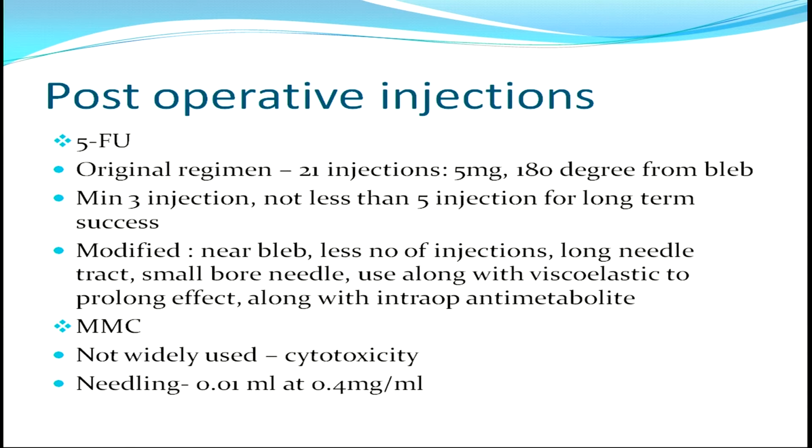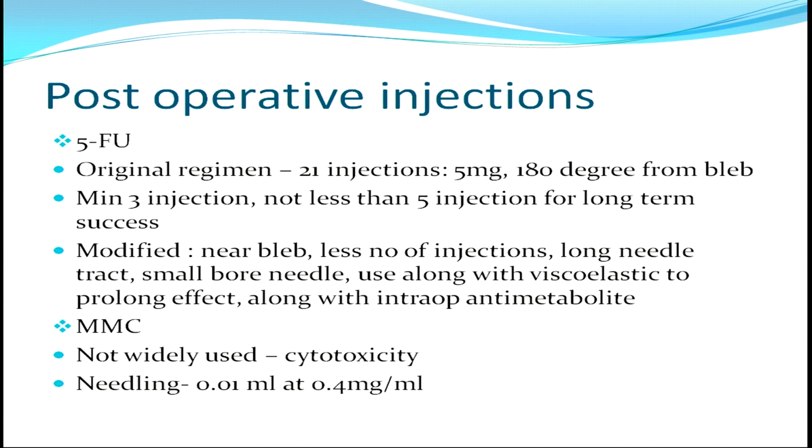The original regimen used was 21 injections, which were given 180° apart from the bleb. But studies show that at least 3 injections are required for a better effect, and for a proper effect, the minimum number of injections required was 5. So the modified technique is that 5-fluorouracil injections are given near the bleb with a smaller number of injections. You can use viscoelastic to improve the long-term effect, and it should be given with a small bore needle and a long track, which prevents spillage over the cornea and thereby prevents corneal side effects.